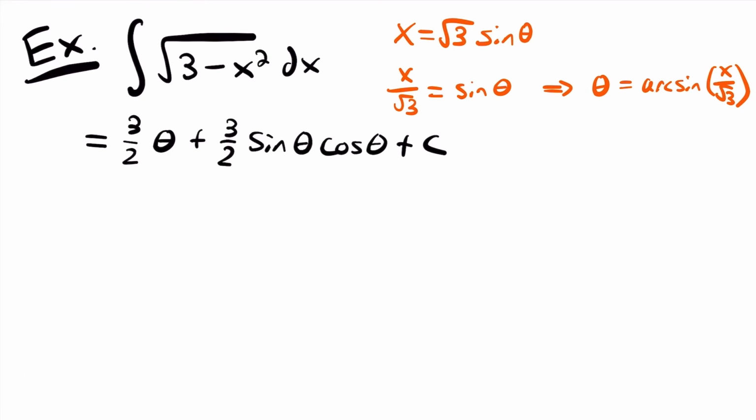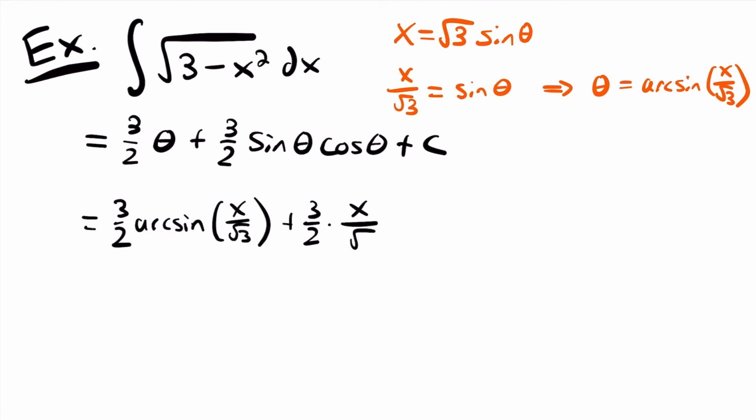And so I'm going to rewrite that first here. We will have that this is equal to 3/2 times theta, which is arc sine of x divided by the square root of 3. All right, now for our other term here with sine theta and cosine theta, we are going to need to use our triangle, at least for cosine theta, because we already know that sine theta is x divided by the square root of 3, thanks to our substitution. All right, so we can actually put that in right away. We'll have plus 3/2 times sine theta, which is x divided by the square root of 3.